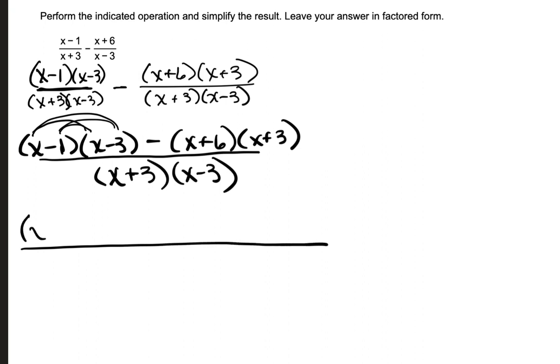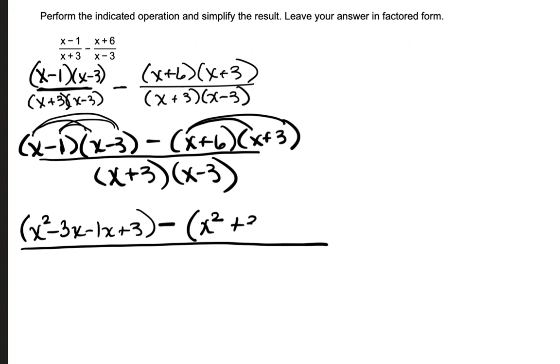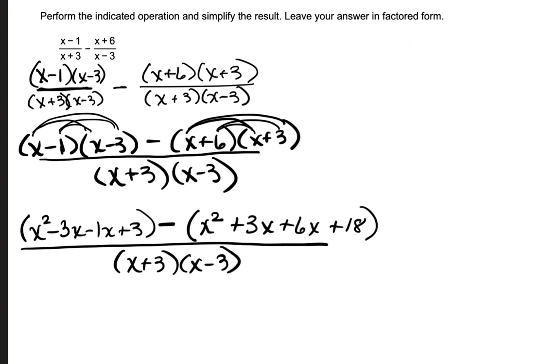We get that one, minus, and we're going to do the same thing, and I'm going to keep it separated with parentheses. Very important since you're subtracting. Oops, sorry. So for this one, x times x, outer 3, inner 6x, and last. Okay with that? All over. You don't have to do anything with the denominator.